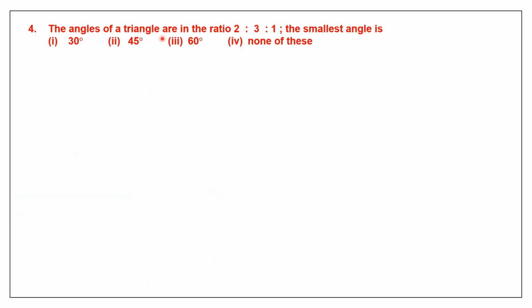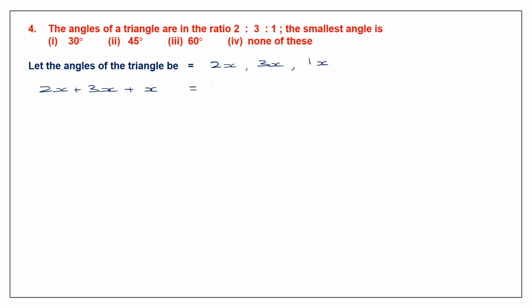Question 4. The angles of a triangle are in the ratio 2:3:1. Now we have to find the smallest angle. So let the angles of the triangle be based on this ratio. Let them be 2x, 3x and 1x. So 1x will be the smallest angle. So let the three angles be 2x, 3x and 1x. And we know that if we add up 2x plus 3x plus 1x or x, this should be equal to 180 degrees. And what is the reason? Angle sum property. That means all three angles will add up to 180 degrees.